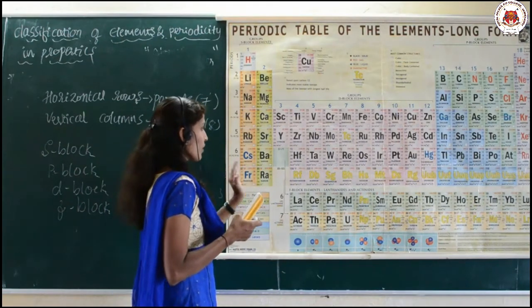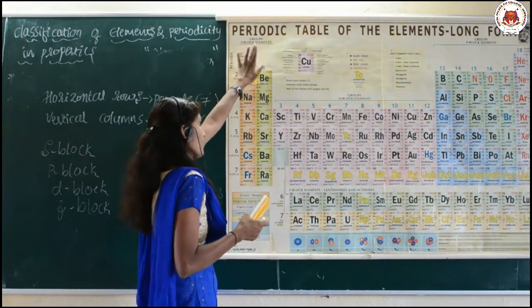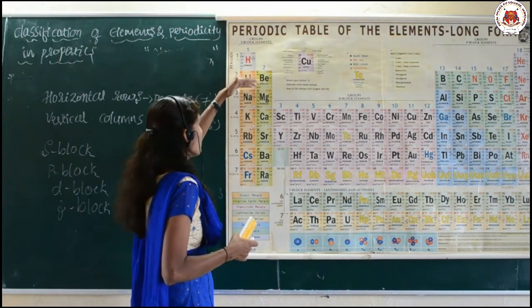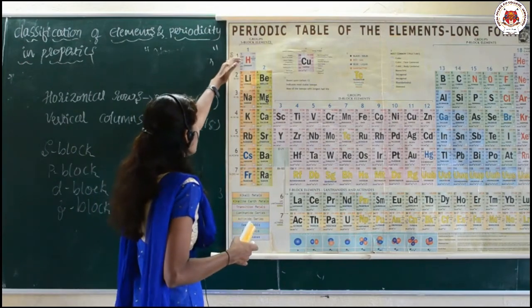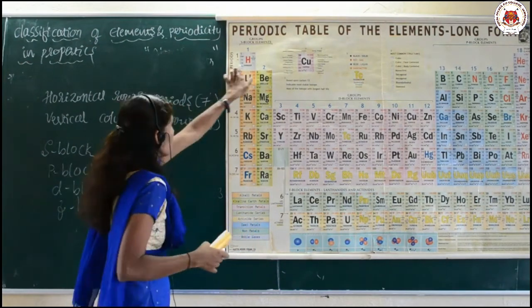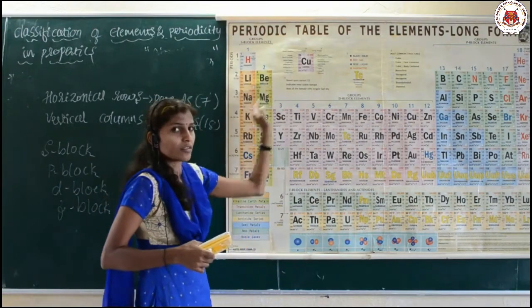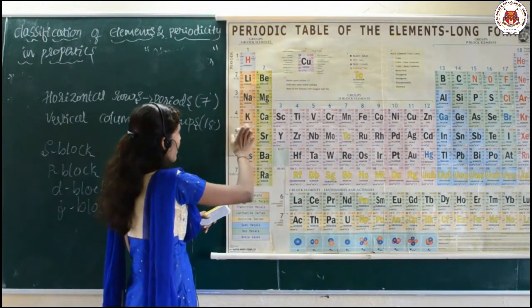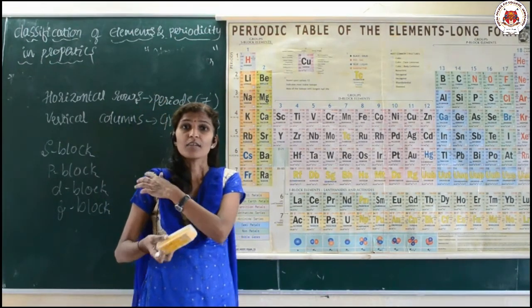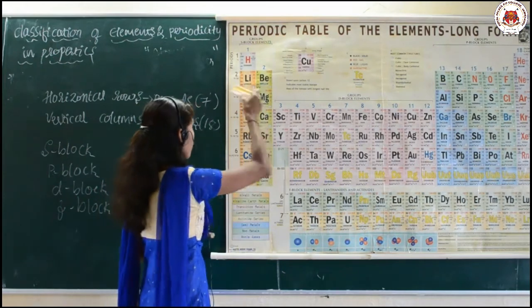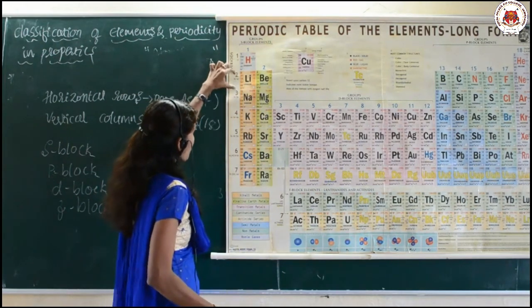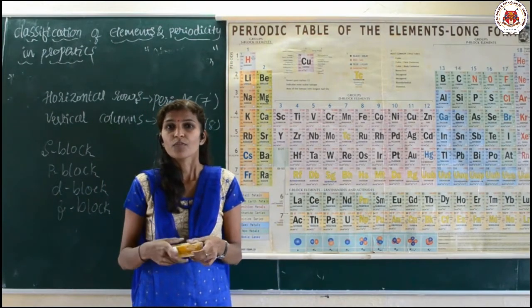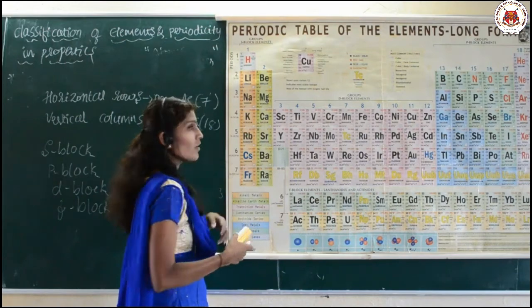See here, as I said, there are 7 horizontal rows like this. See here 1, 2, 3, 4, 5, 6, 7. There are 7 horizontal rows present. These 7 horizontal rows are called periods.